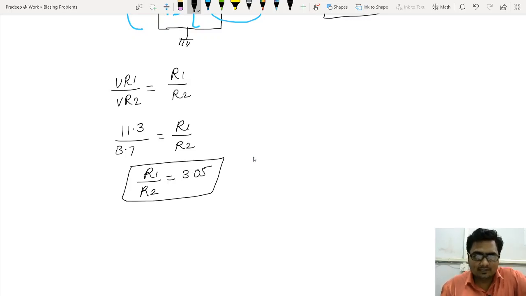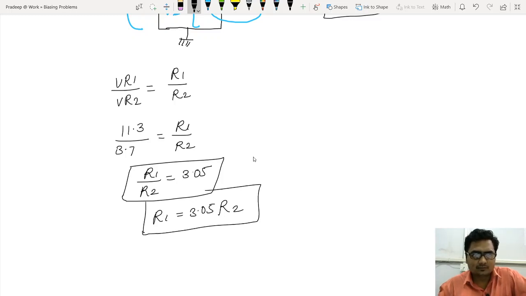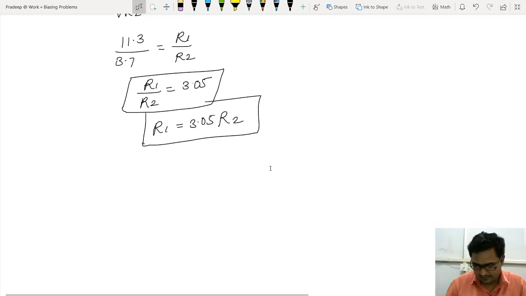So R1 divided by R2 is 3.05. Can I write R1 is equal to 3.05 of R2? Yes, I can. And I'm going to use this value of R1 somewhere. Let's use it immediately.